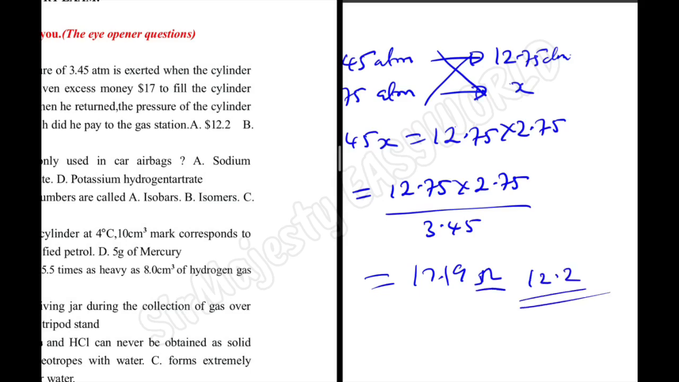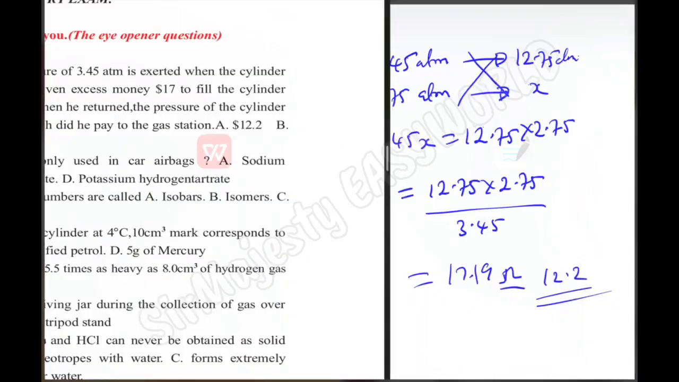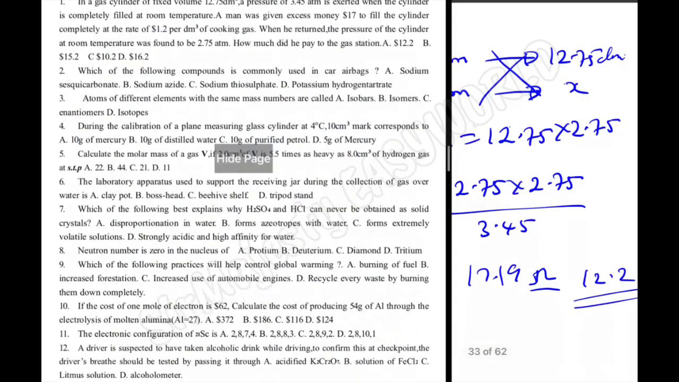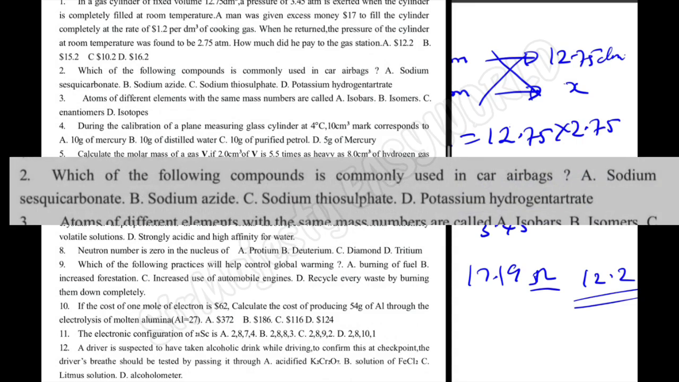It's easier than you think, but the way it was constructed is an applied question. You might go trying gas laws and all these things. Now number 2 says, which of the following compounds is commonly used in car airbags? That's applied chemistry for you. A, sodium sesquicarbonate; B, sodium azide; C, sodium thiosulfate; D, potassium hydrogen tartrate.